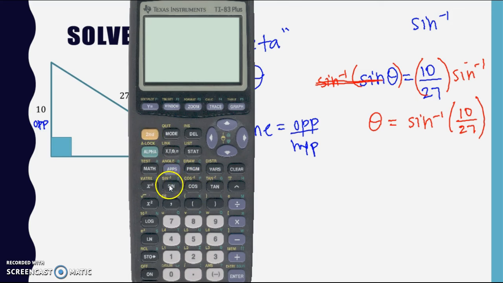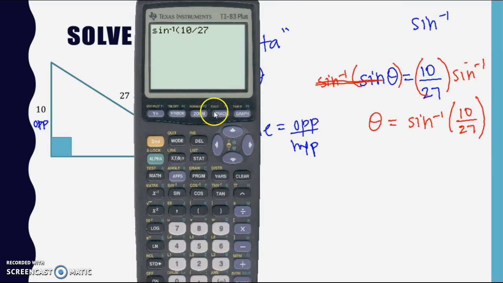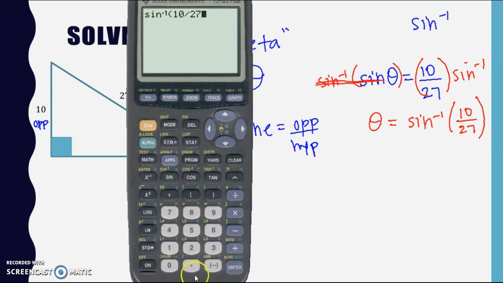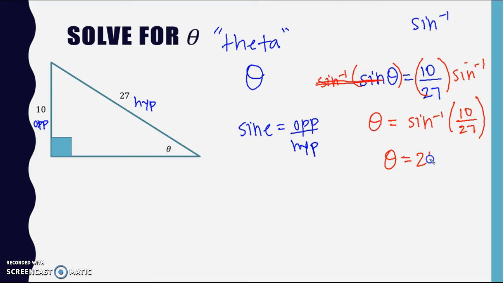So I'm going to go second sine to get sine inverse, and then I'm just going to type in 10 divided by 27. Right, so theta is 21.74. We're finding a missing angle, so it's going to be degrees.